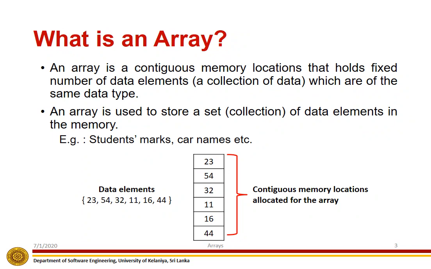So an array is a collection of data items. All of them are of the same type and can be accessed using a common name. In the slide you can see an example. The integer type data values 23, 54, 32, 11, 16 and 44 have been stored in an array. So a simple array looks like this, and this is stored in the computer memory in contiguous memory locations.